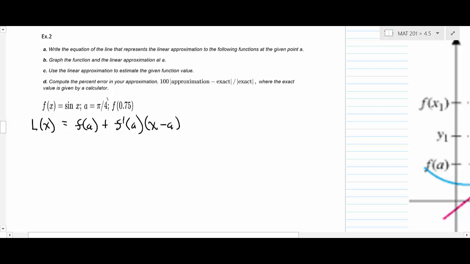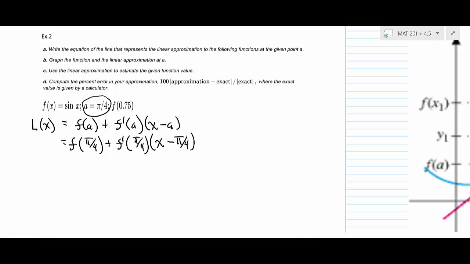Well, a is pi over 4, so let's write it like this. That would be f of pi over 4 plus f prime of pi over 4 times x minus pi over 4. So we're using pi over 4 to approximate what f of 7.5 is. That's how you want to start the problem.